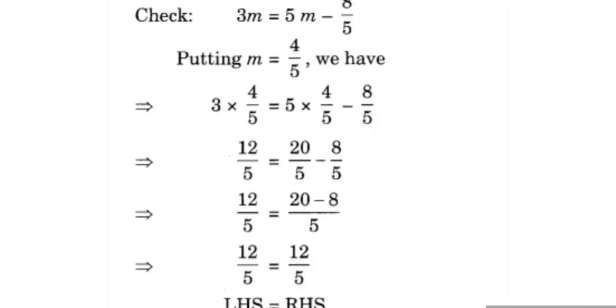20 minus 8 is 12. So 12 upon 5 is coming on both the sides. So left hand side is equal to right hand side. Hence verified. So scholars, your exercise 2.3 is completed. Now let's see the exercise 2.4.